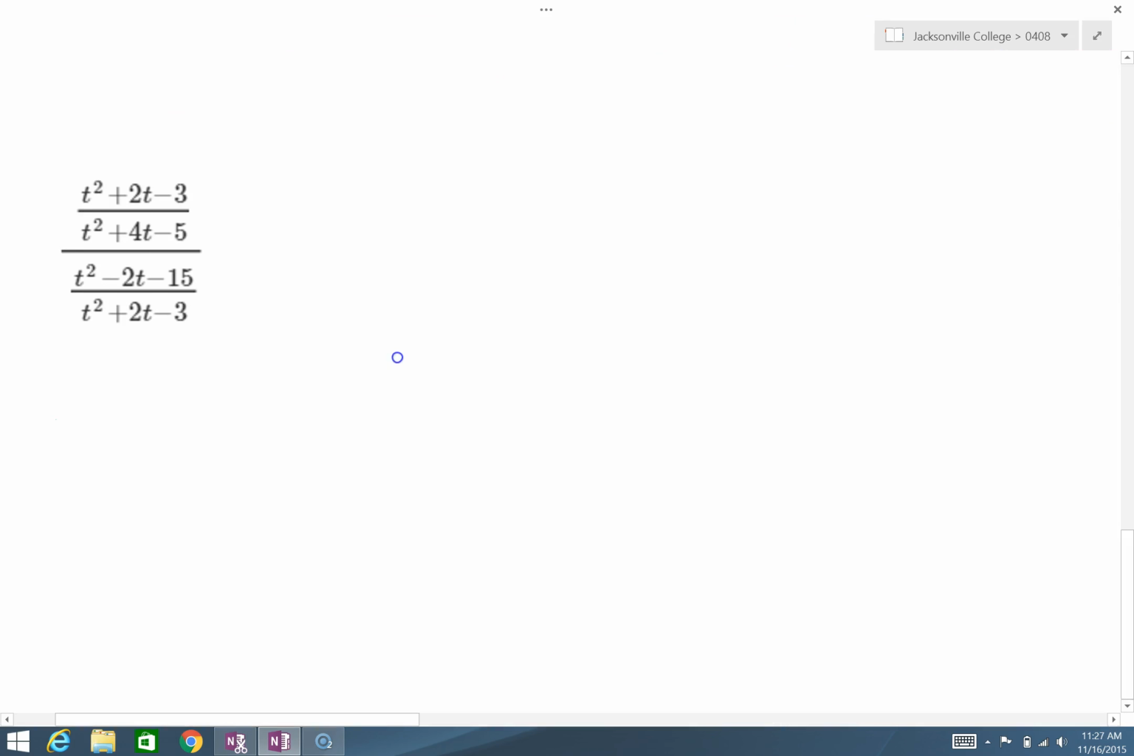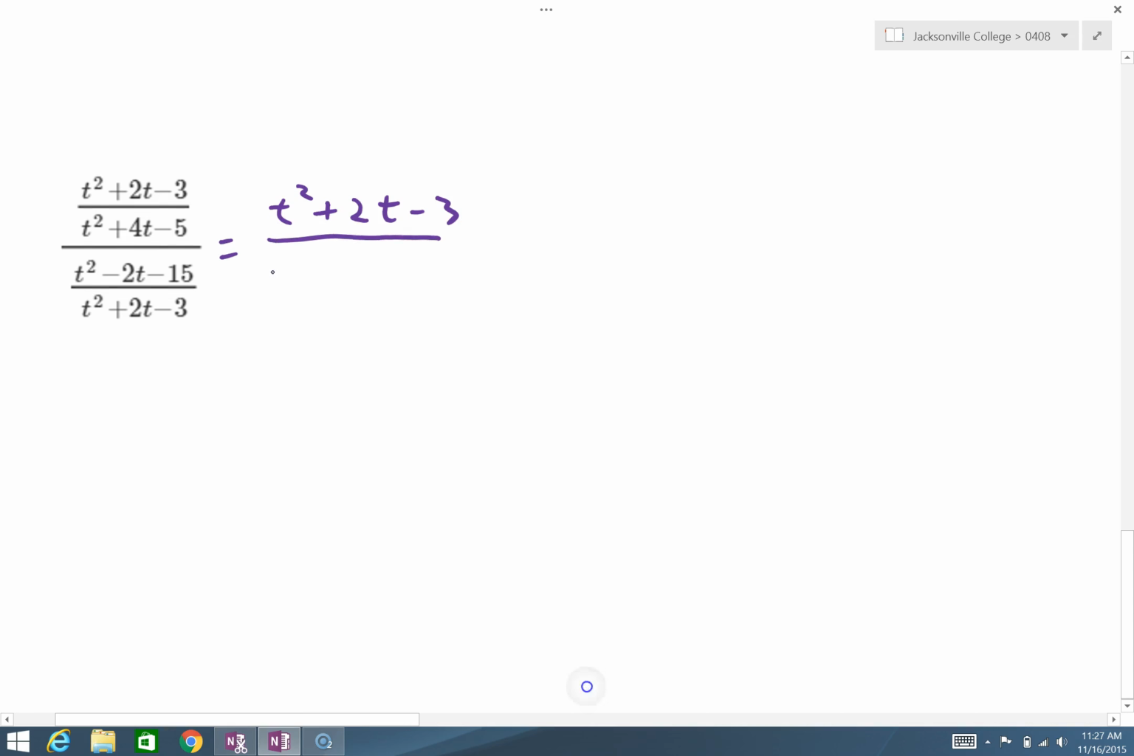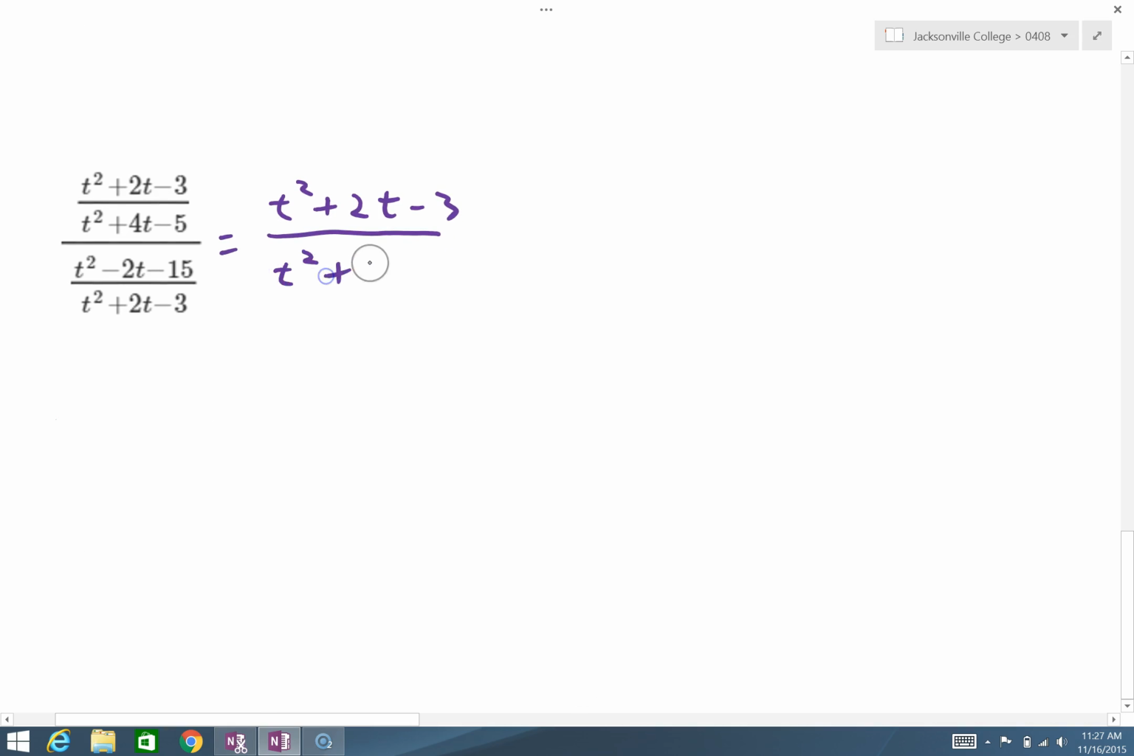Alright, last problem for this video. In this case, we have a fractional numerator that is a trinomial, divided by a trinomial, and the same for the denominator. So I'm going to rewrite this. Again, my first fraction, t squared plus 2t minus 3 over t squared plus 4t minus 5. And I'm going to go ahead and change my division to a multiplication and invert my second fraction.